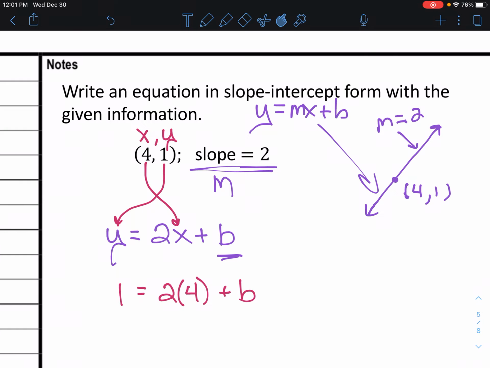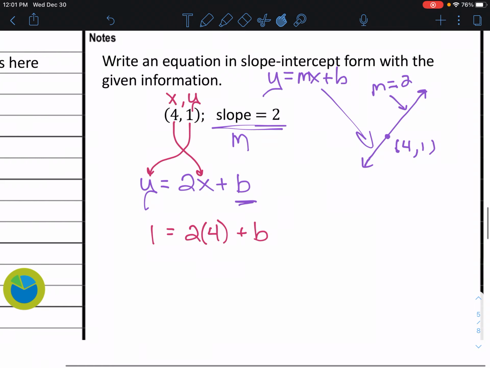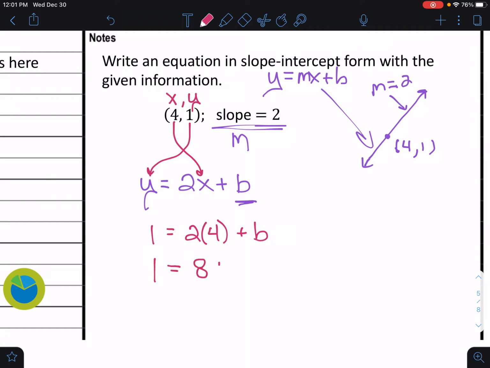Okay, good. Now I just need to simplify and then solve. We did a lot of solving equations at the beginning of the year, so hopefully you're feeling a little bit more comfortable with those. Probably did that a lot last year. 2 times 4 is 8, so now I can just replace this with 8. Okay, so now I need to get this by itself. That means I have to get rid of that 8. Well, how do we do that?